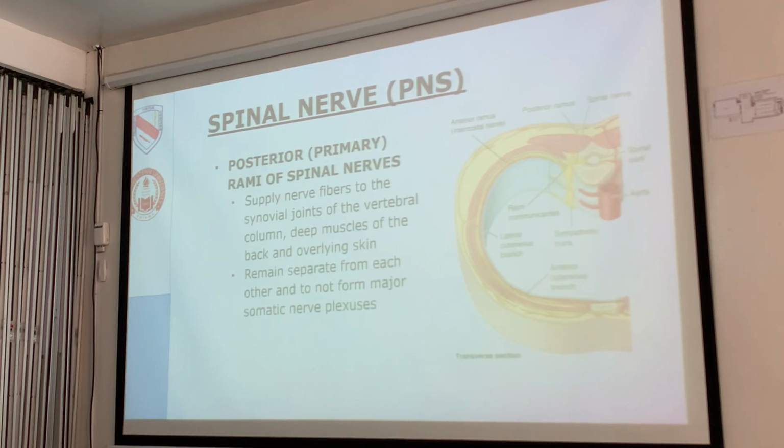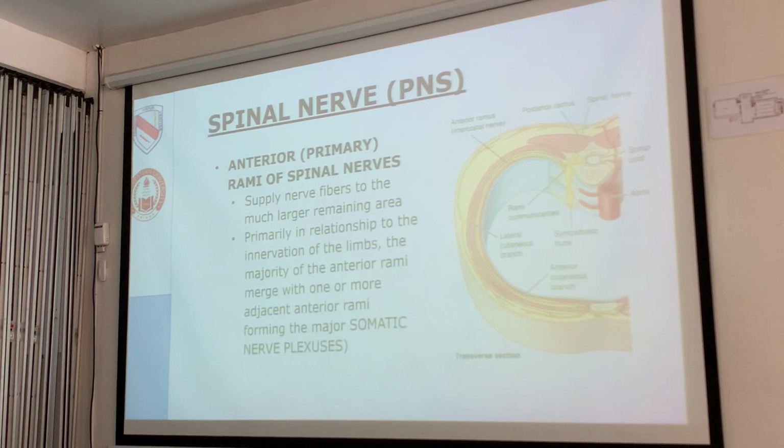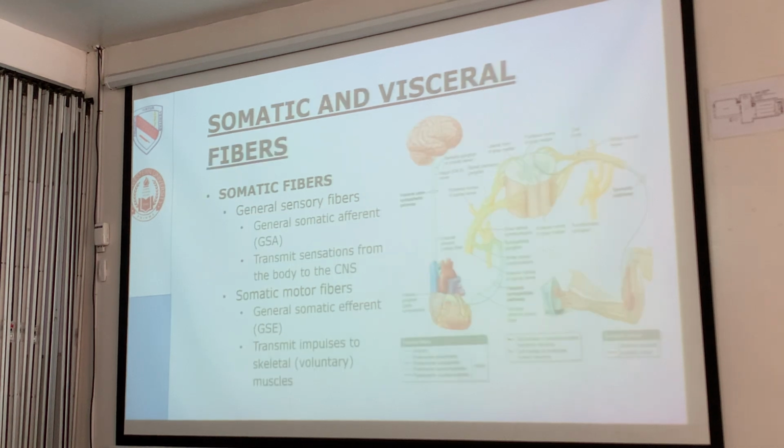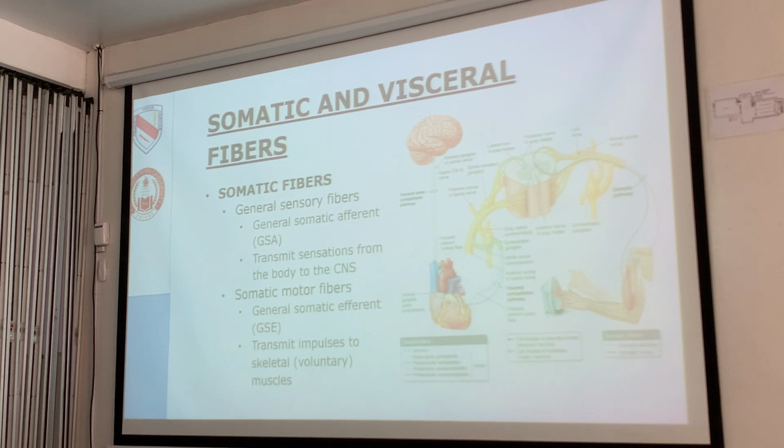Again, spinal nerve: you have the posterior rami of the spinal nerve, and then the anterior rami of the spinal nerve. For the somatic and visceral fibers, you have to differentiate. Somatic means movement, more or less for the muscle, while visceral is more or less for the internal organs. For the somatic fibers, you have your GSA, general somatic afferent, that would be your sensory. Again, general somatic efferent, usually for the motor fibers, voluntary muscle movement.